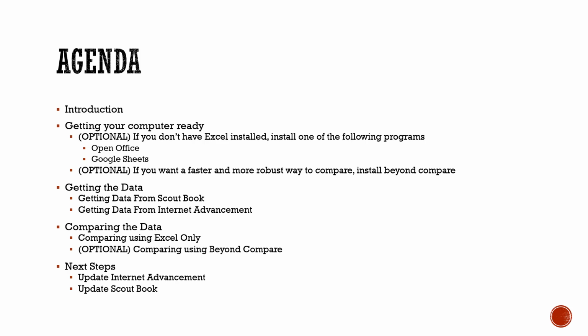There are also other tools out there that are available. You could use OpenOffice, you could use various other things, but the way that we're doing the comparison really should be the same whether you use Excel or another program. And then finally, once everything is done, you need to go ahead and update either Internet Advancement or ScoutBook, depending on where the discrepancies lie.